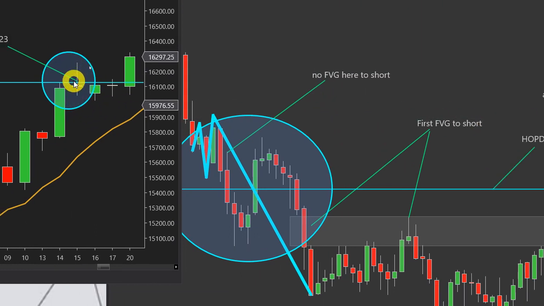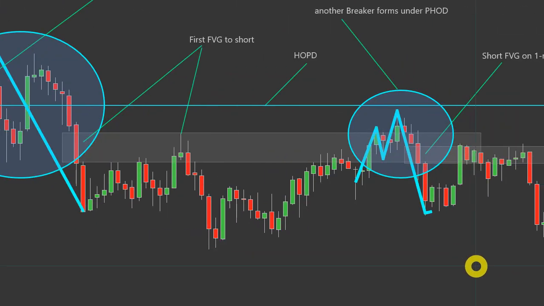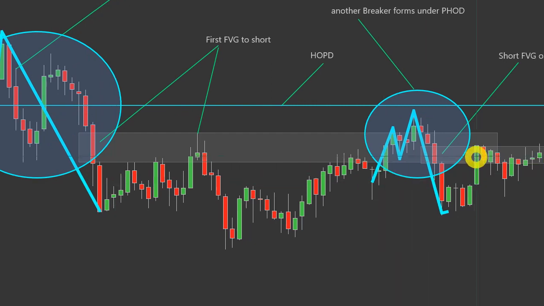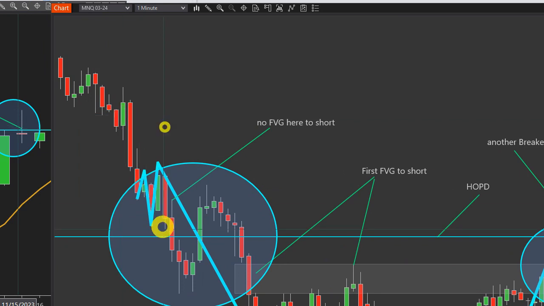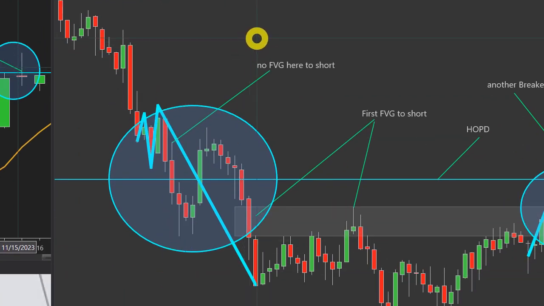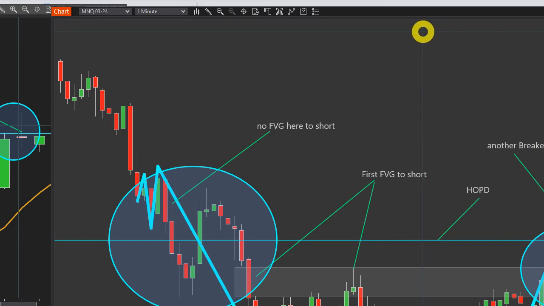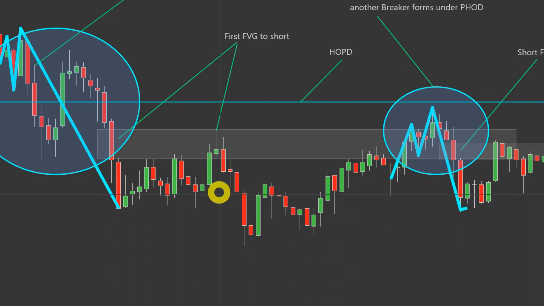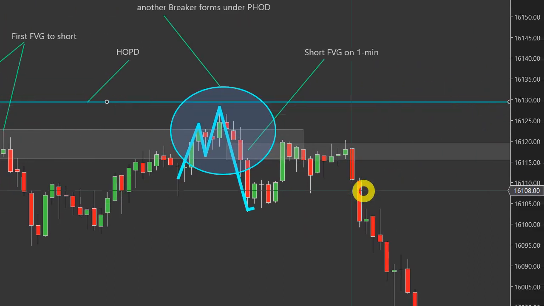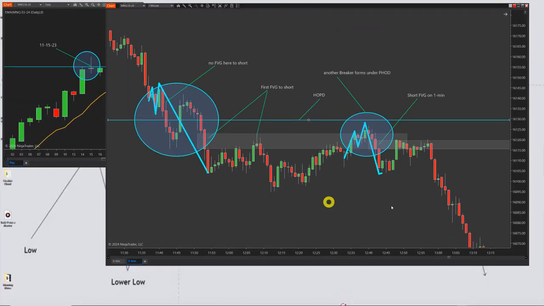Is it above? Should we be looking for patterns, fair value gaps, breaker blocks that point us in the upward direction? Now see, if these patterns occurred above the previous high of day, if it came down, swept underneath, and came up and formed a fair value gap going that way, then we'd be talking about going long. But we're not talking about going long, because price formed those patterns underneath the previous high of day and gave us a short opportunity. So I hope that makes sense.